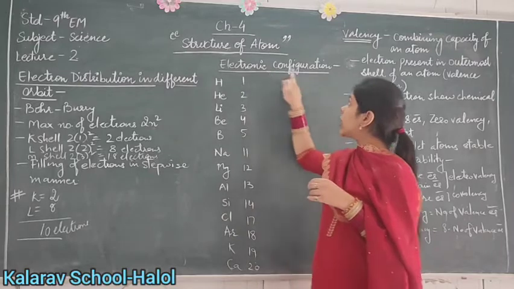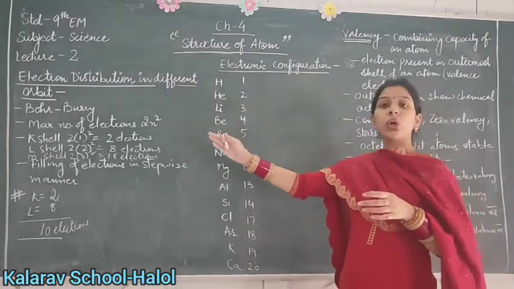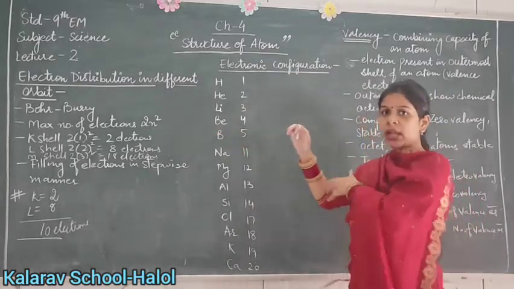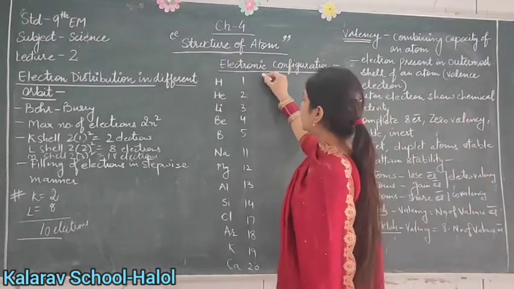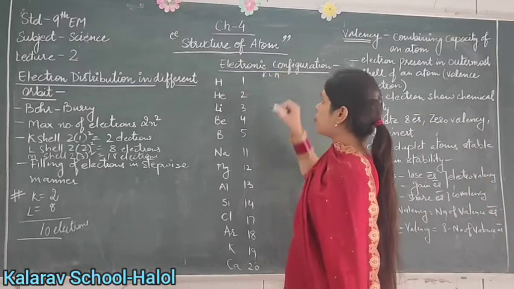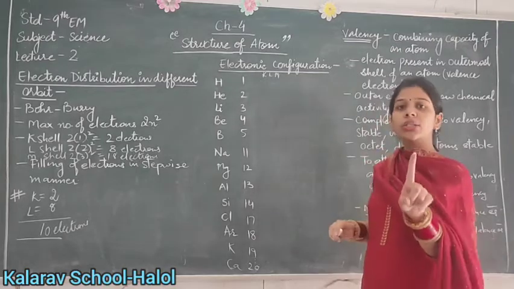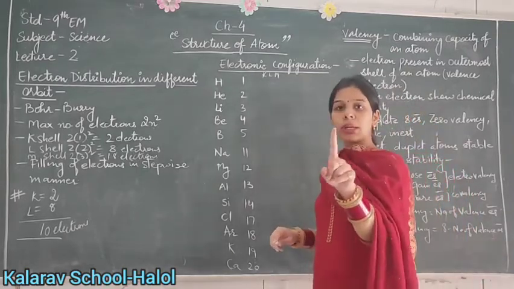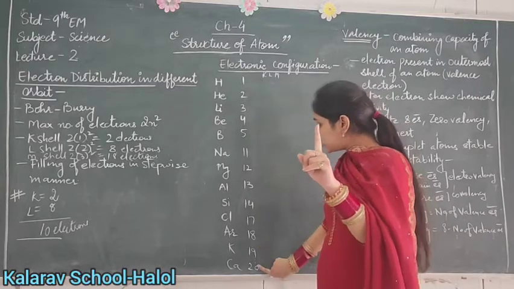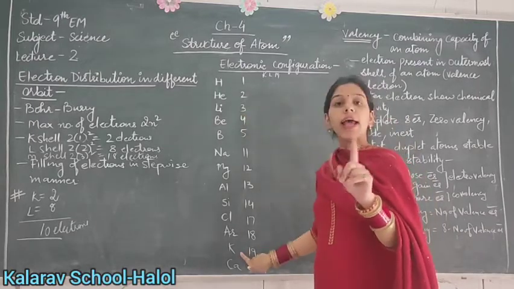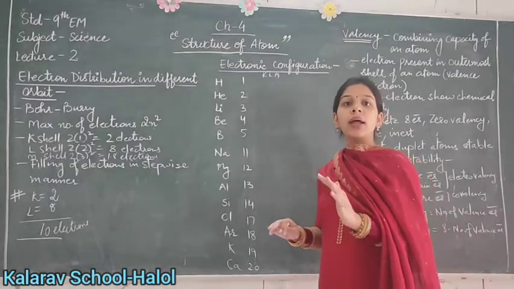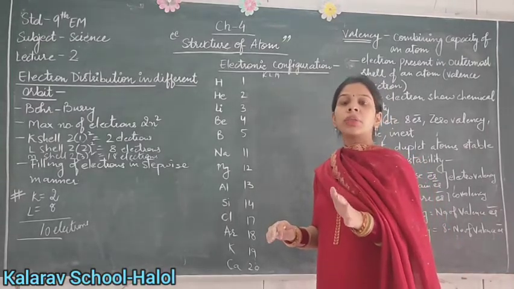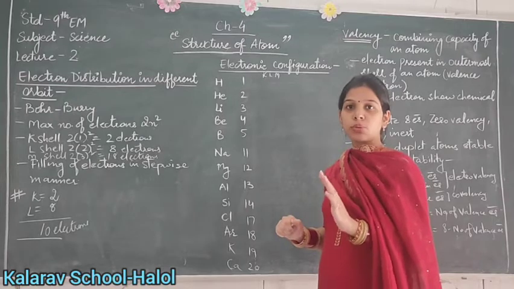Next, the electronic configuration, that is, how these electrons are filled in the shells. First we write the electronic configuration in the different shells, that is K, L, M. So first, hydrogen has atomic number 1. These are the atomic numbers and these are the symbols for the elements. This table is already given as Table 4.1 in your book, so you can see it from the textbook also.